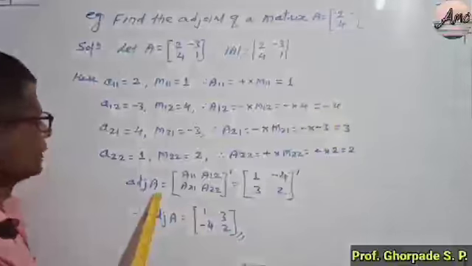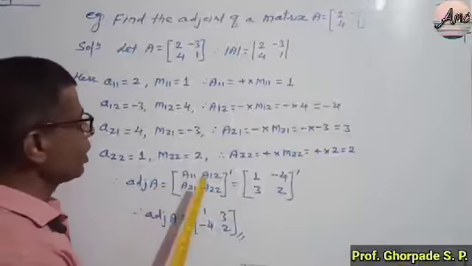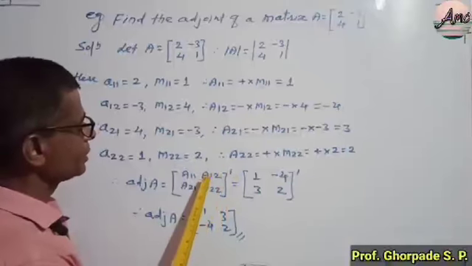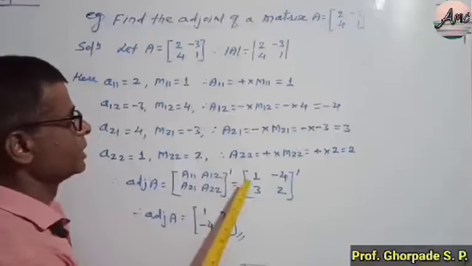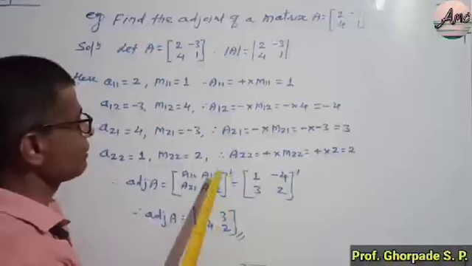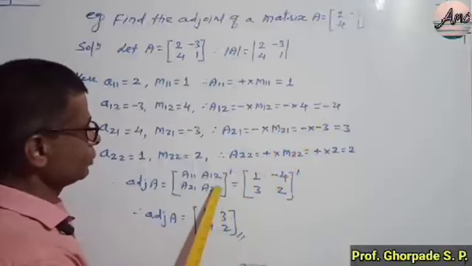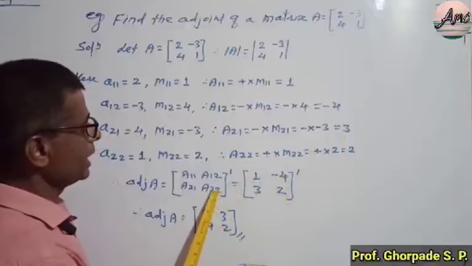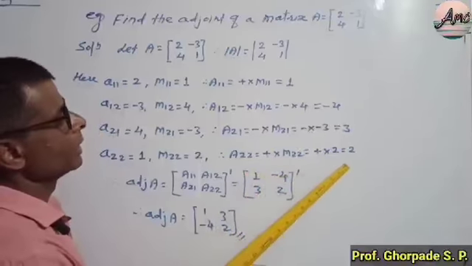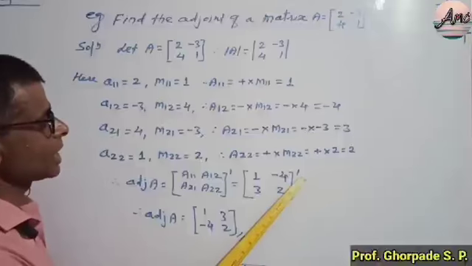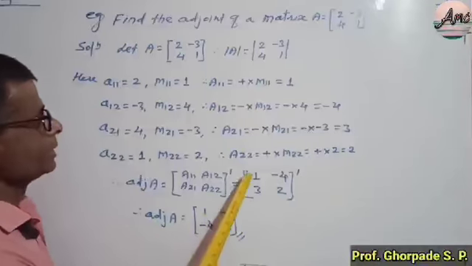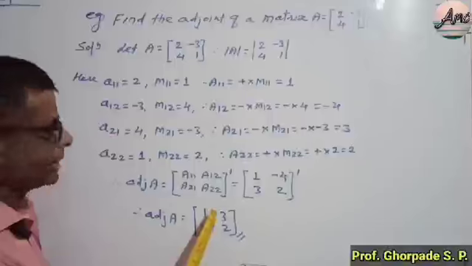Then what is the adjoint of A? Adjoint of A is what? The transpose of the matrix consisting of what? Cofactors. So the transpose of the cofactors: A11 is 1, A12 is minus 4, A21 is 3, A22 is what? 2. Its transpose. So adjoint of A. So rows are written in terms of columns.